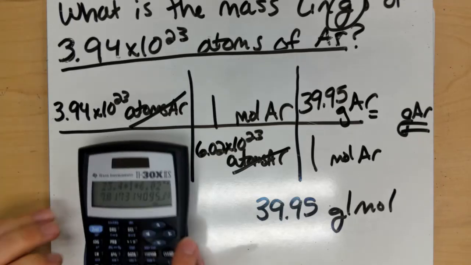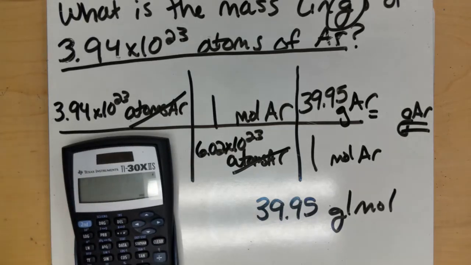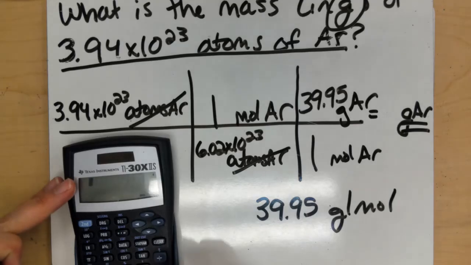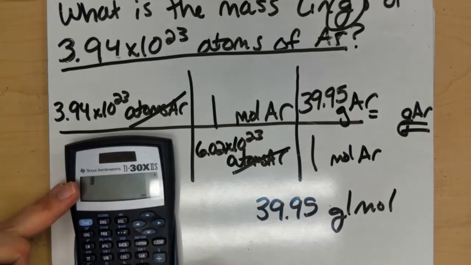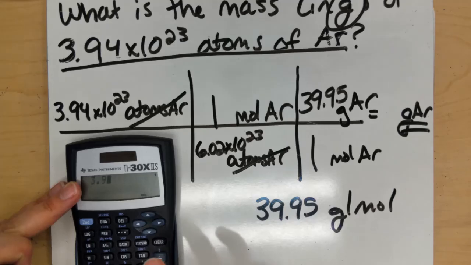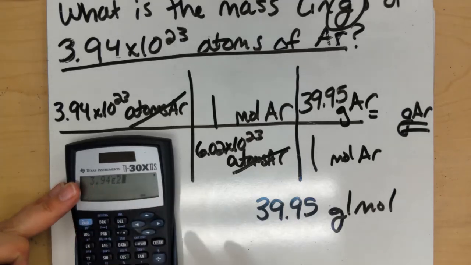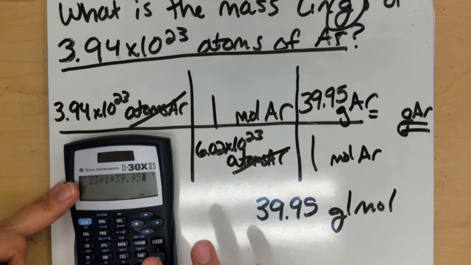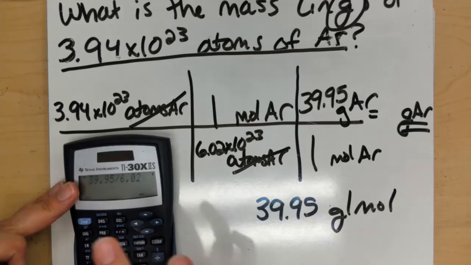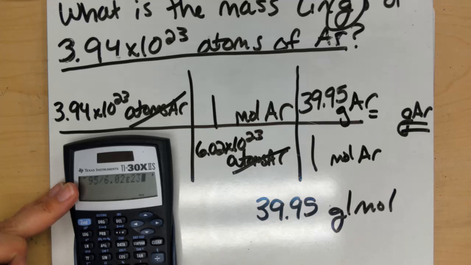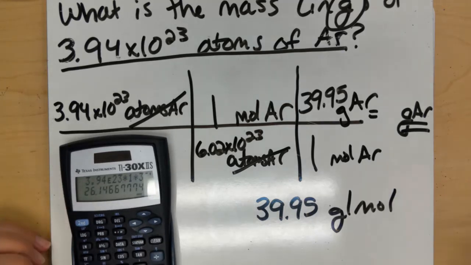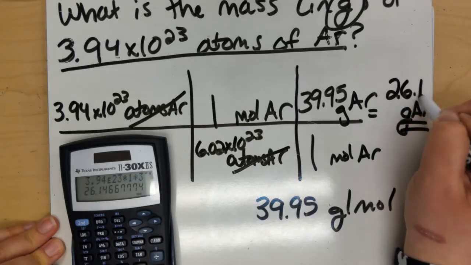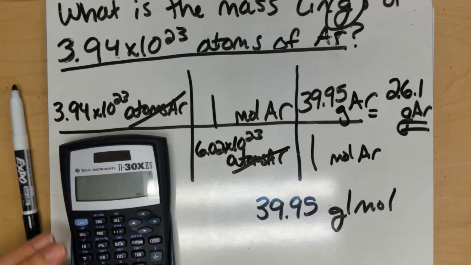All right, so I'm going to carefully put this in my calculator, and I have to be careful because there's scientific notation in the bottom. So this is why I really recommend using that E, but I'll show you two ways to do it. So 3.94 E23 times 1, which again isn't going to change anything, times 39.95, divided by 6.02 E23. Now, if you enter it exactly like that, you don't have to worry about parentheses, okay? And I get 26.1 grams of argon.